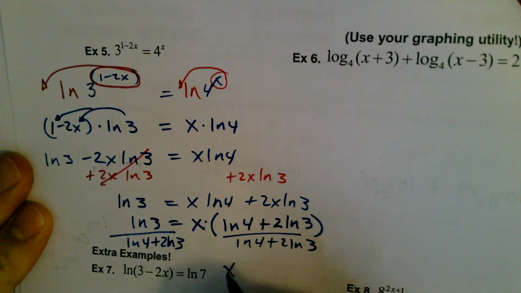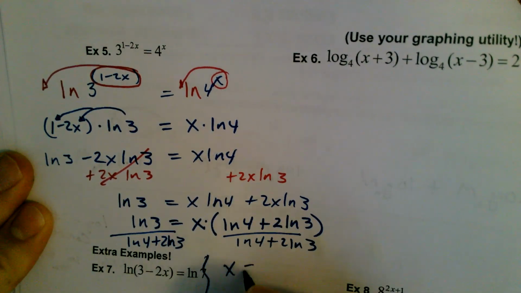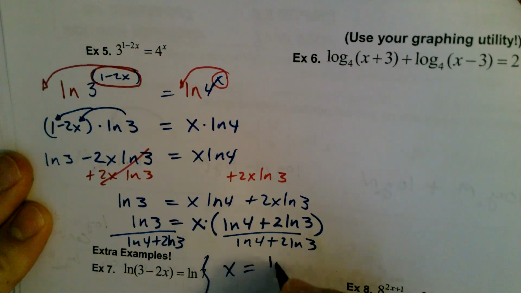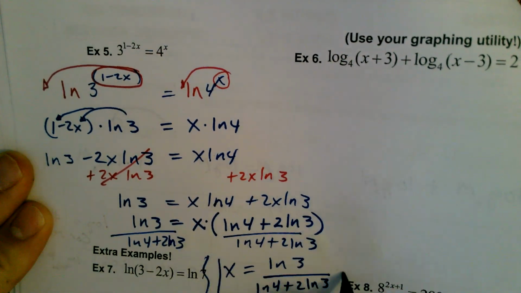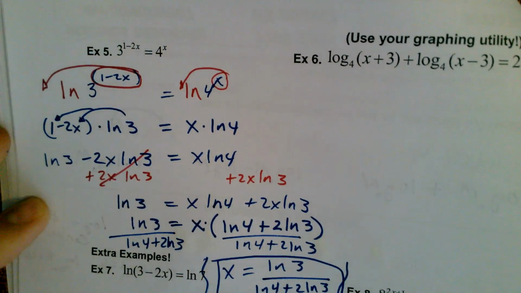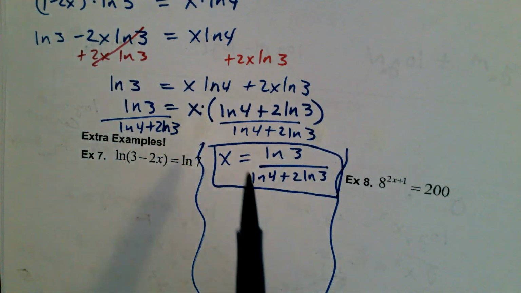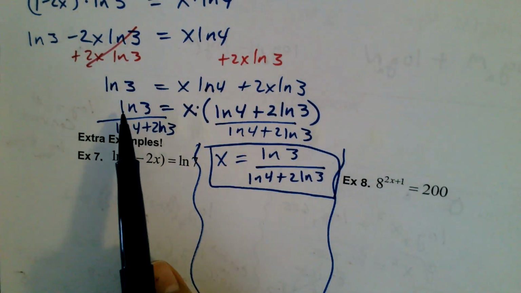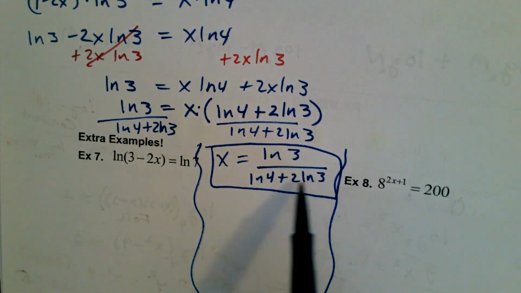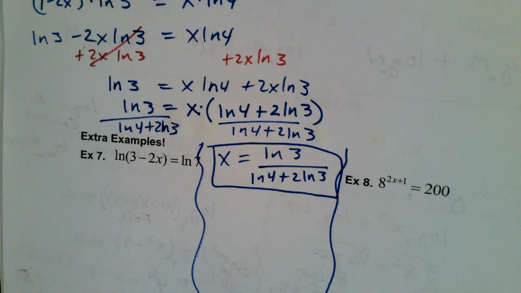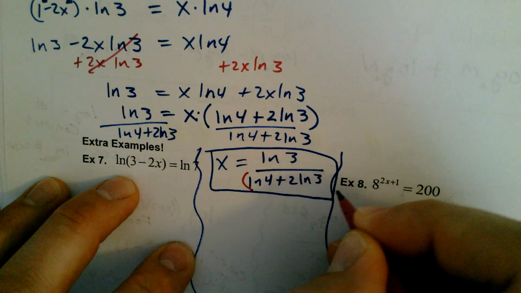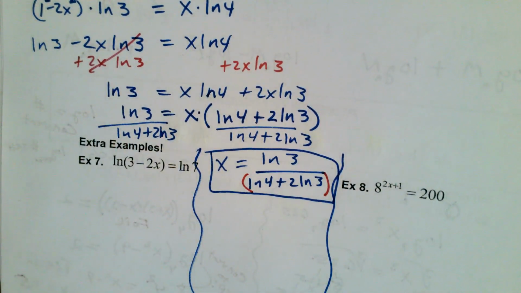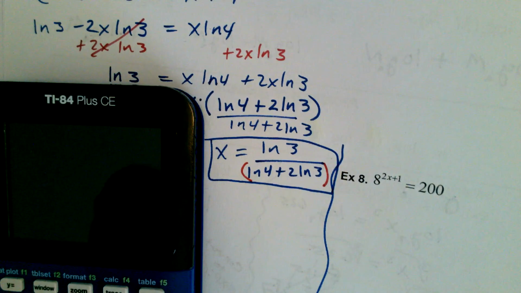So final answer I should get natural log of 3, and then all divided by the natural log of 4 plus 2 natural log of 3. So that's my final answer there. Sorry, I ran out of space. So I got x equals natural log of 3, and then divided by natural log of 4 plus 2 natural log of 3. If they want the approximation, you should be able to plug this in your calc. Just make sure you put parentheses around this whole denominator. So I'll show you how to do that in the calc.